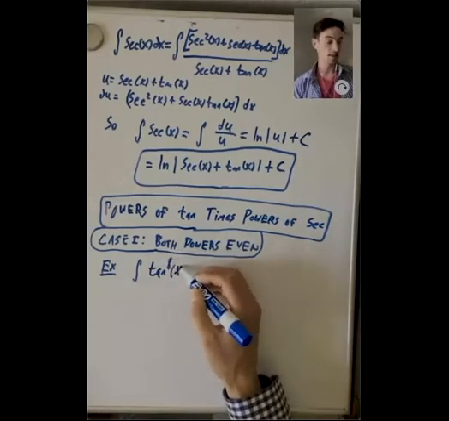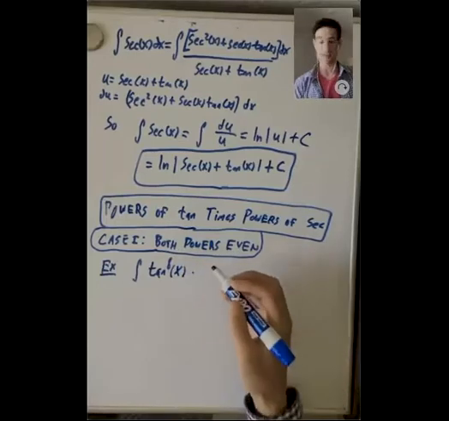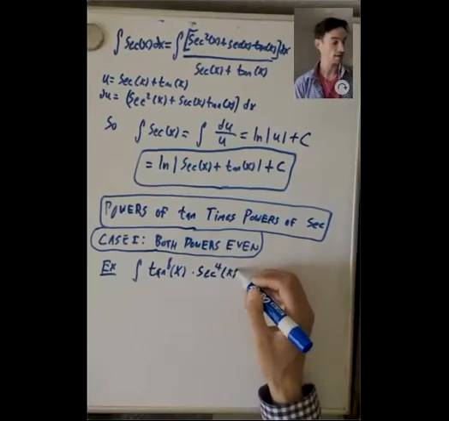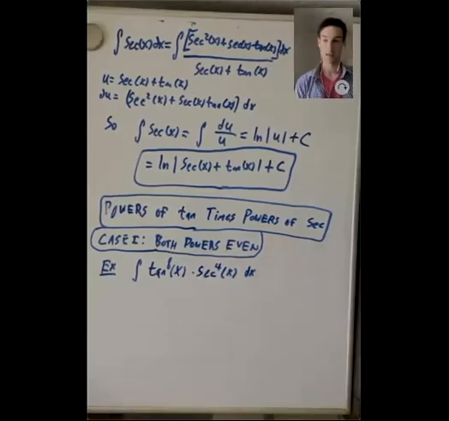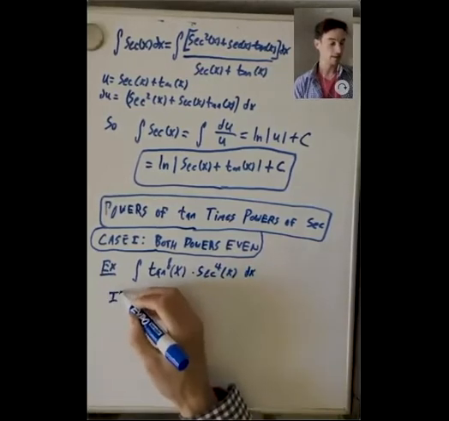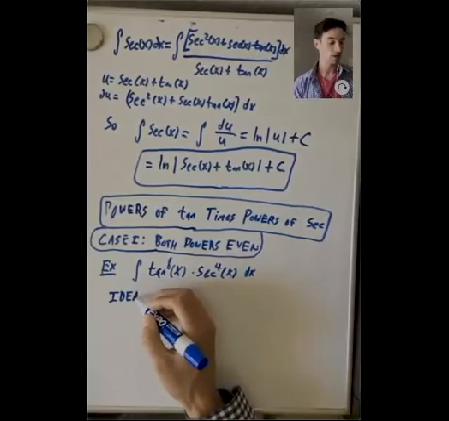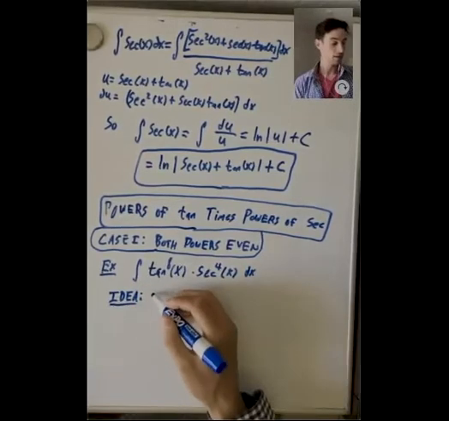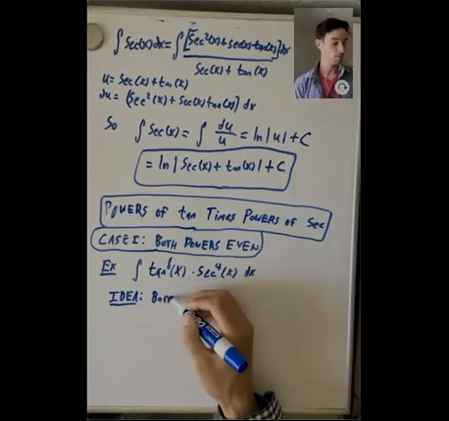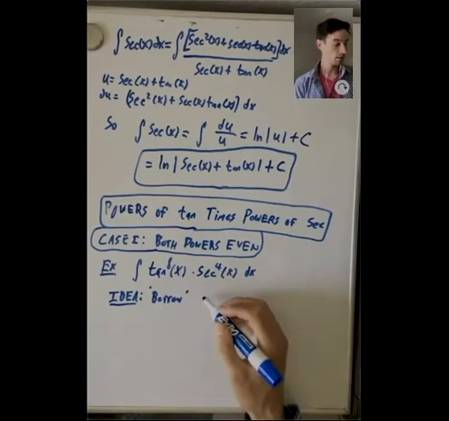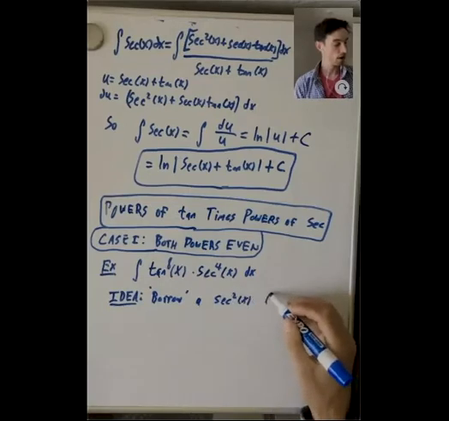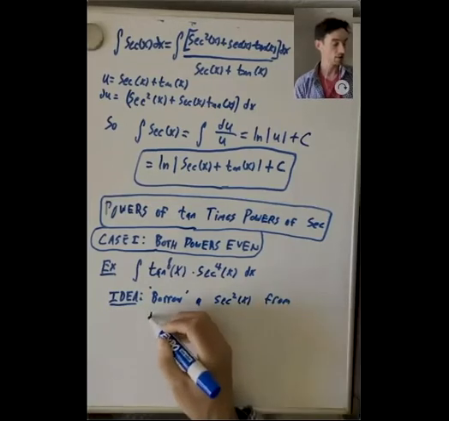Start with the first example, the integral of tangent to the 8th x times secant to the 4th x dx. And the idea is going to be just like the idea for powers of sine times powers of cosine. What we'll do is borrow a secant squared x from the powers of secant.